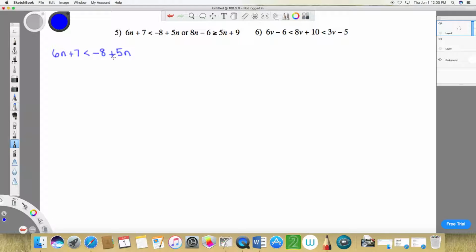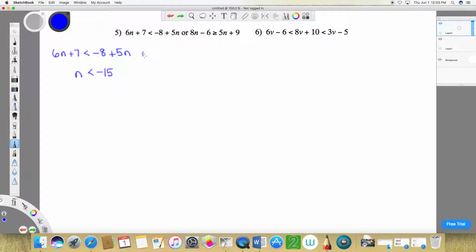So here I have this inequality. Let's take away 5n from each side. 6n minus 5n is just n. And let's take away 7 from each side. And we see immediately that we have our solution, that n is less than, strictly less than, negative 15.